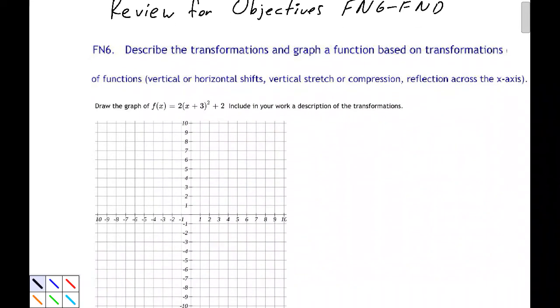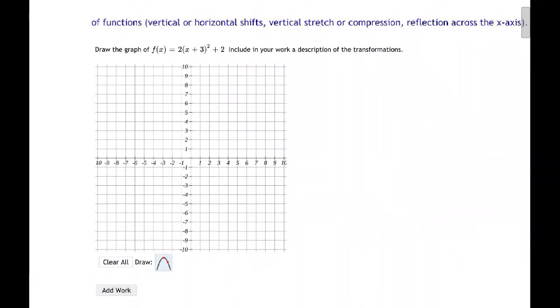This question says to draw the graph of f of x equals 2 parentheses x plus 3 parentheses squared plus 2. Include in your work a description of the transformations. Now, I want to point out that this question does in fact have an add work button, so here's what my work is going to consist of. First, I notice that this function has a plus 3 inside the parentheses.